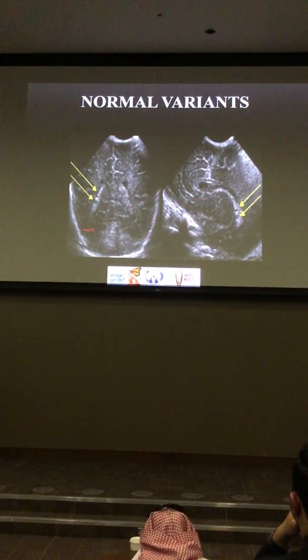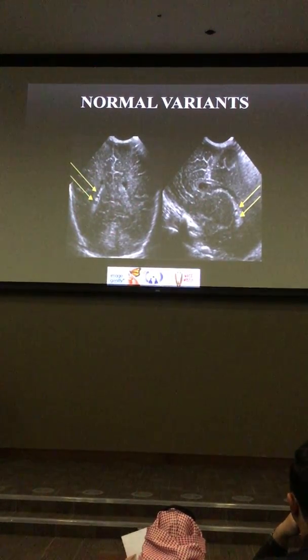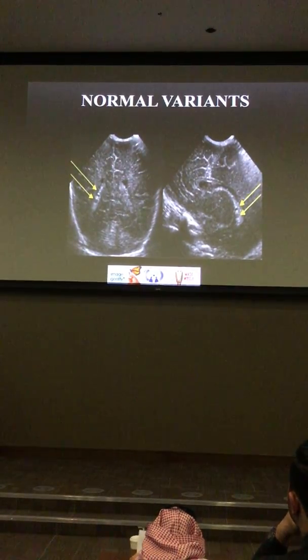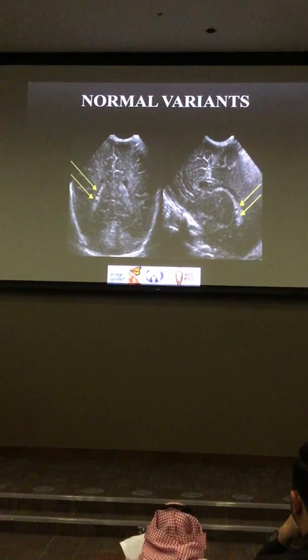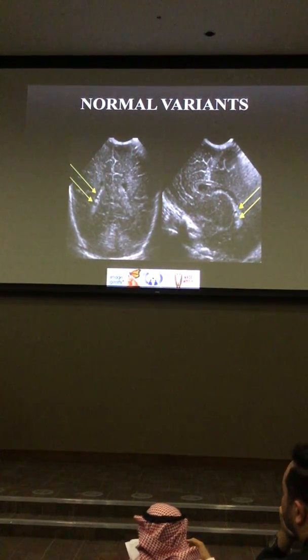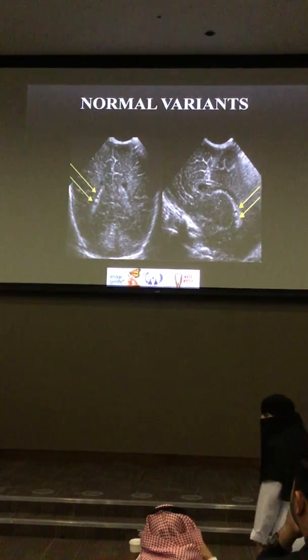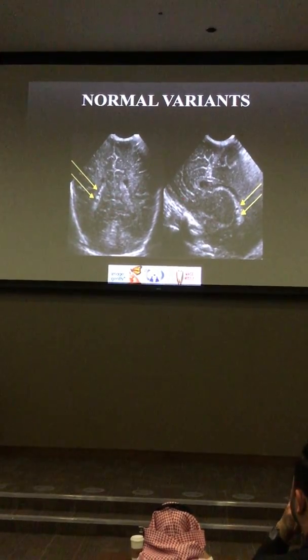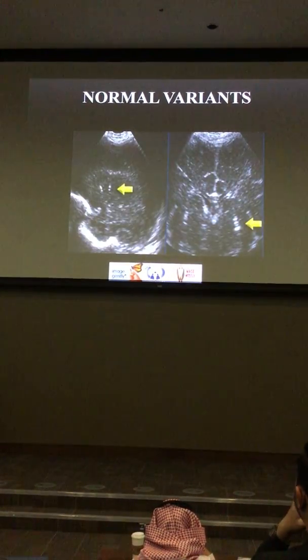Every now and then you'll see tiny cysts here and there in the choroid plexus. These are not alarming, and most of the time we don't mention them in the report, to be honest, because we don't want to freak out the primary team. They are normal variants. Just leave them alone.